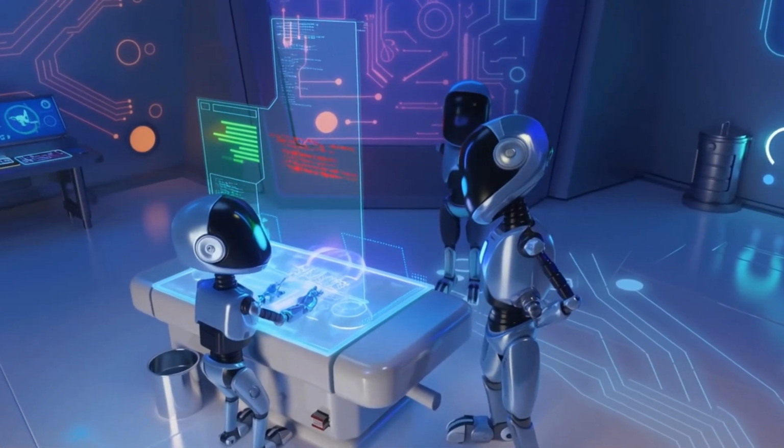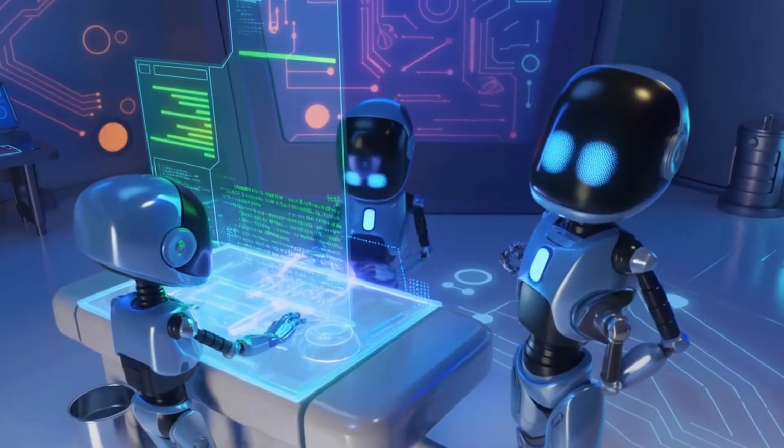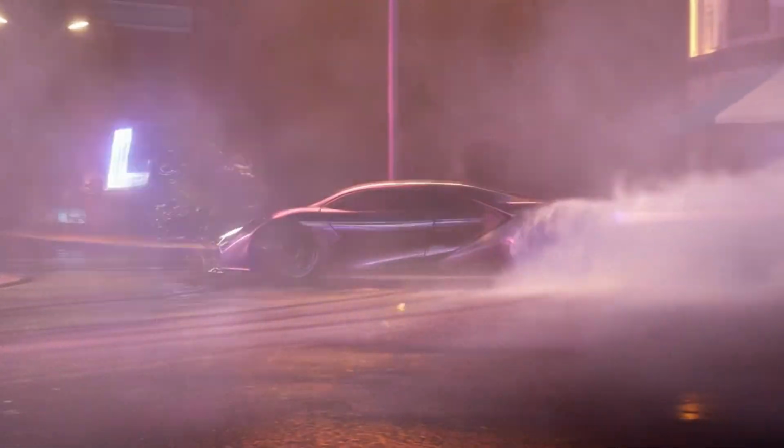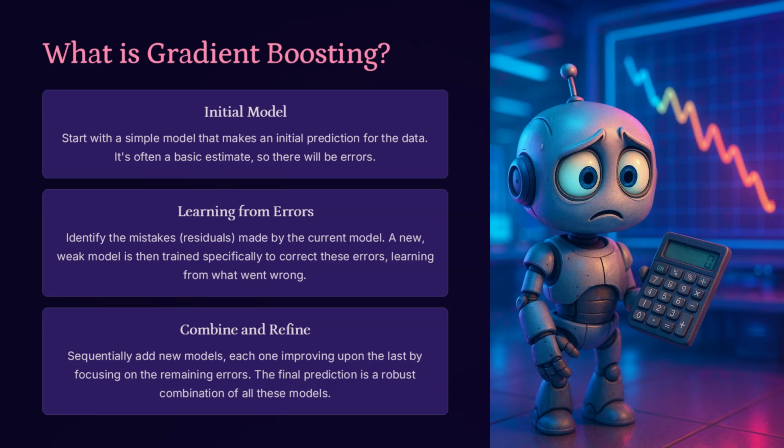Ever wished your machine learning model could learn from its own mistakes and get better every try? Well, that's exactly what gradient boosting does. It turns weak models into a powerful team step by step, boost by boost. In this video, we'll break down how it works, why it's one of the most powerful techniques in machine learning. Let's get boosting. So, what exactly is gradient boosting?